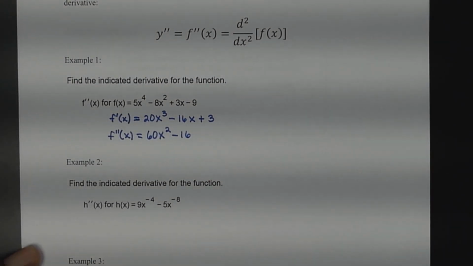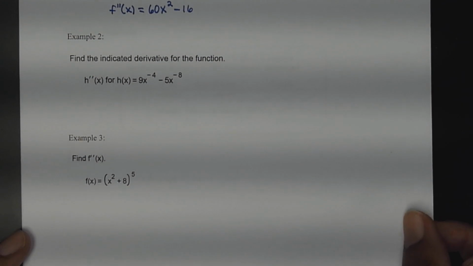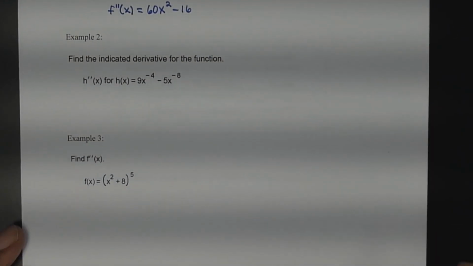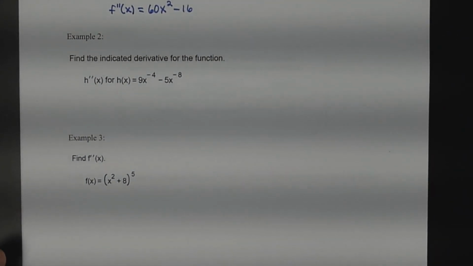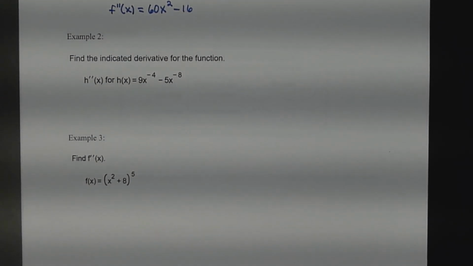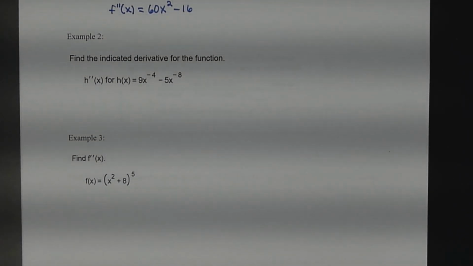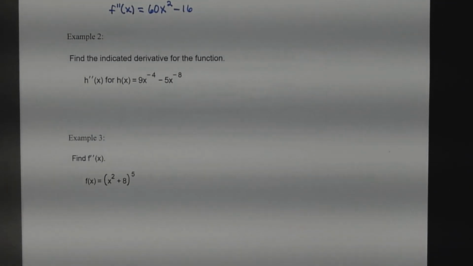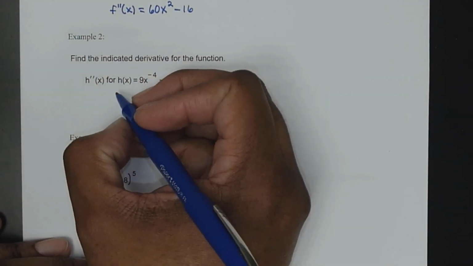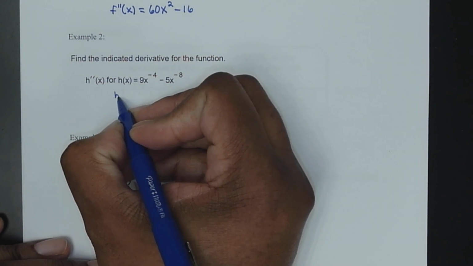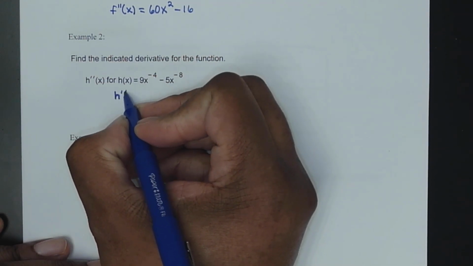All right, here's another example. Let's say we had something like this. We want to find h double prime of x, where h of x is equal to 9x to the negative 4 minus 5x to the negative 8 power. So here's h of x. So let's find out what h prime of x is.